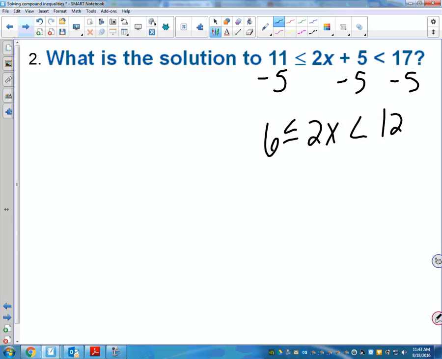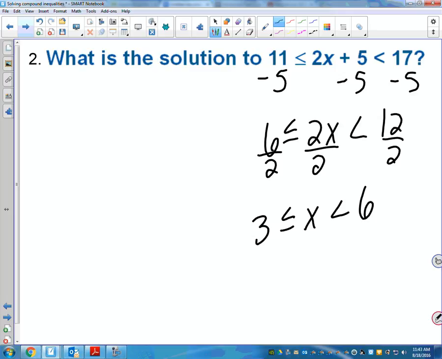Life doesn't always work out so perfectly, so it's okay if you ended up with something here that wouldn't divide evenly and you could get a fraction or a decimal. So don't freak out if that happens. Something else to remember, if this was a -2 here, we would have to flip these signs, and that happens as well, because if you multiply or divide by negative, you have to flip your sign. But this is 3 is less than or equal to x, which is less than 6.